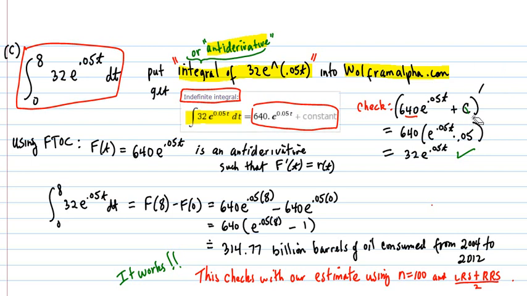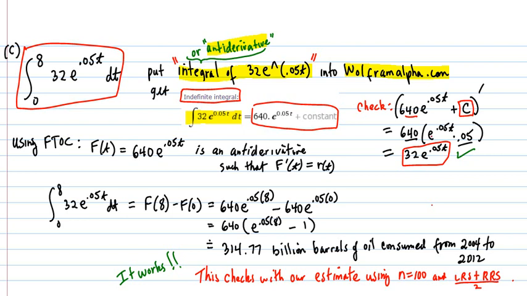So let's just see if that differentiates back to our rate function. So 640 e to the 0.05t, chain rule times 0.05. Multiply the 0.05 over with 640, and you do get the original rate function. Notice that the c didn't matter. Whatever the c was, it just got differentiated to 0.